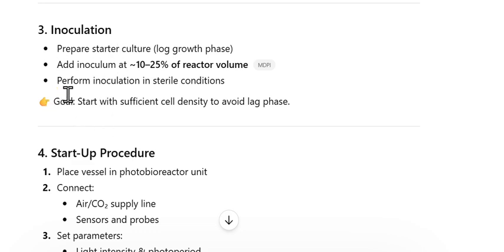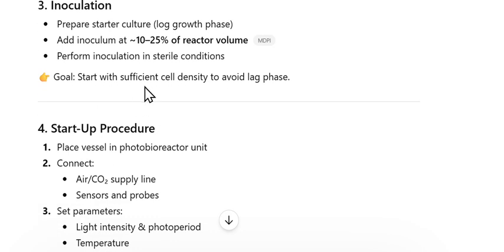Initial inoculation of microalgae is also known as preparation of a starter culture, or inoculum, which we normally add at 10 to 25% of the reactor volume, and perform such sterile inoculations. The goal of inoculation is to maintain substantial density to avoid a light lag phase as well.